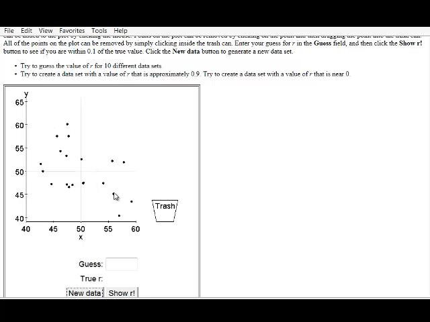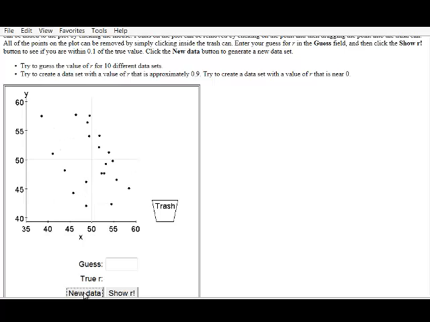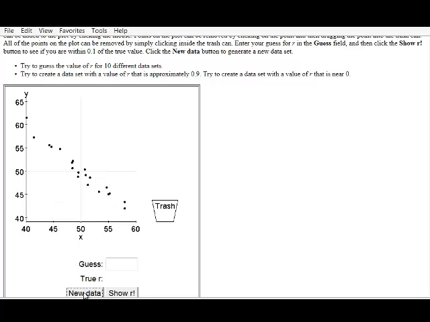Like this one would probably have a pretty small R value. This one would be something fairly close to -1 since it's closer to a straight line pattern. So for this one, let's guess -0.95. Ooh, I wasn't too far off, so it told me great.